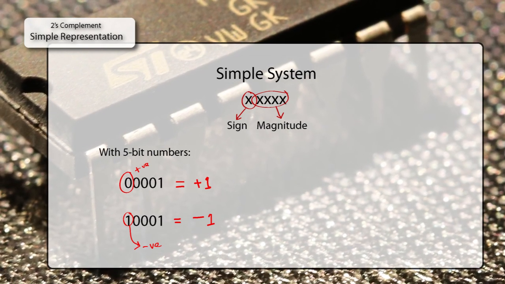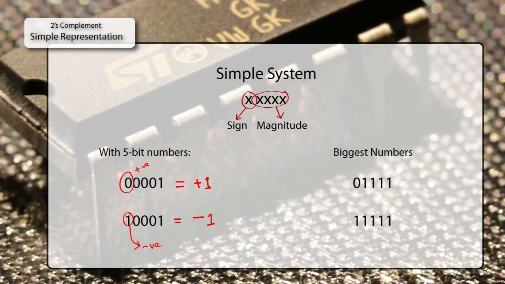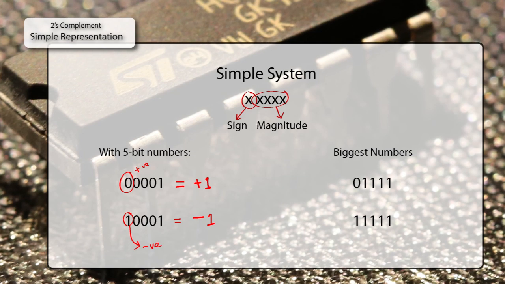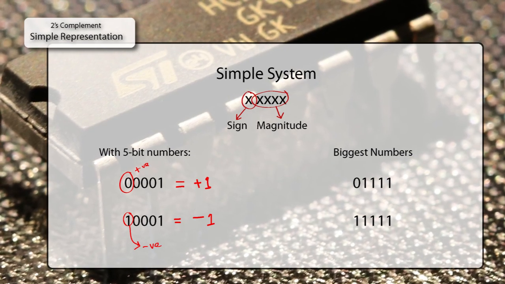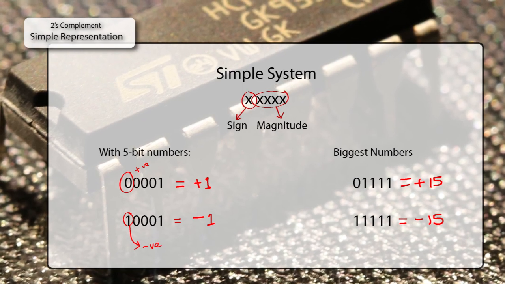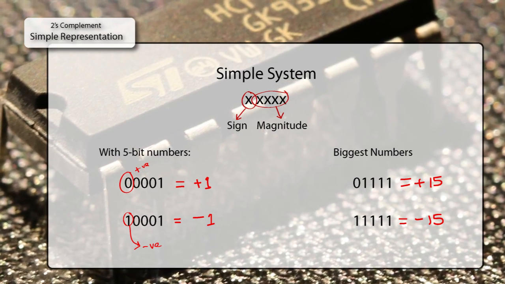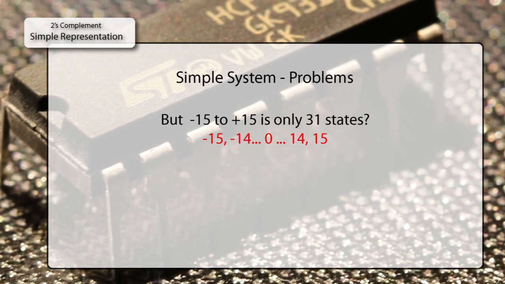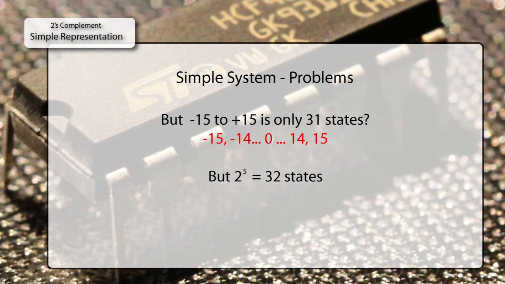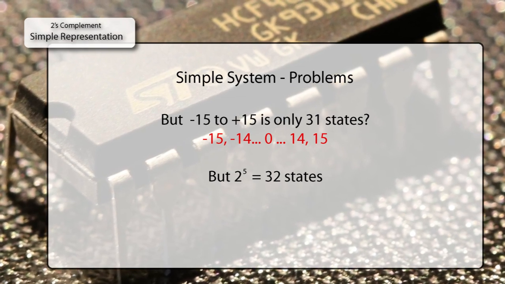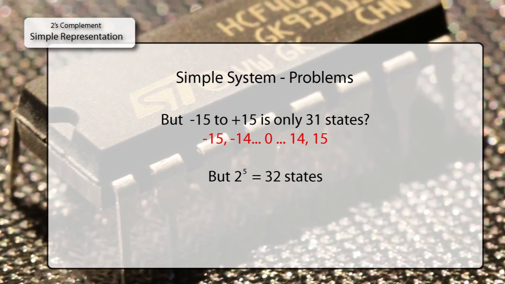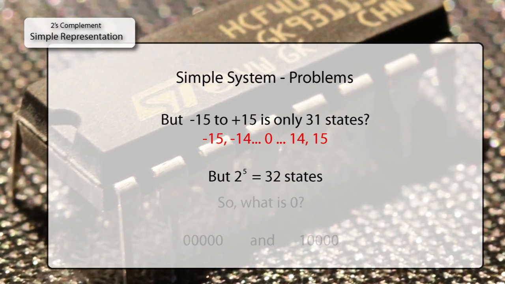Now that's not bad. The biggest positive number we can have is 01111, which is plus 15 in decimal, and the biggest negative number, or the most negative number we can represent is 11111, which is minus 15. We know from before that with 5 bits we should be able to represent 2 to the power of 5 states. So 2 to the power of 5 is 32, so 32 states. So where are the remaining 2 values? Well, this is one of the problems with this system.